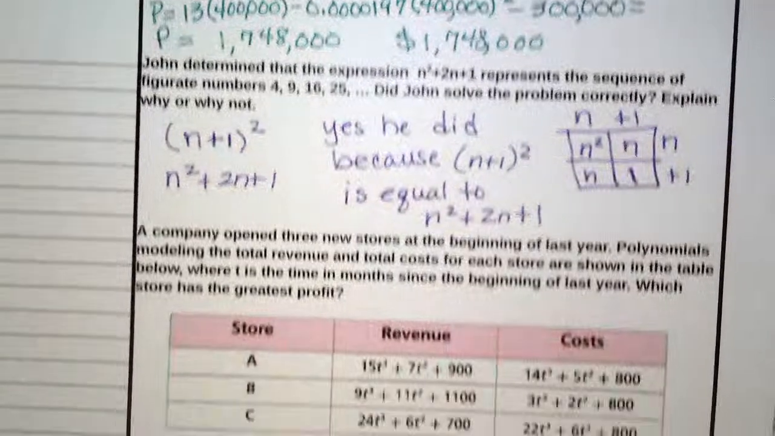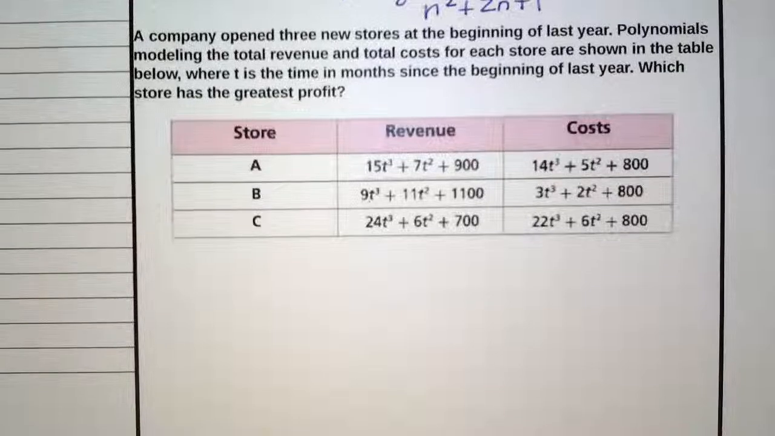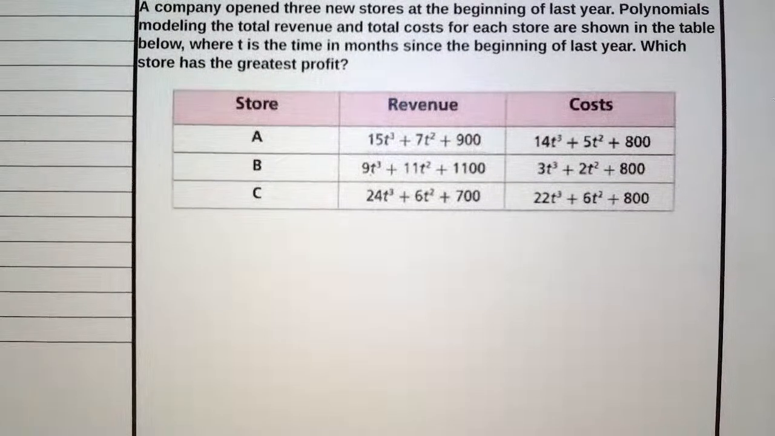Okay, for the last one. A company has opened 3 new stores at the beginning of last year. Polynomials representing the total revenue and total costs for each store are shown in the table below, where t is the time in months since the beginning of the year. Which store has the greatest profit? Do we add our cost? Do we subtract our cost? Do we multiply by our cost? Or do we divide by our cost?